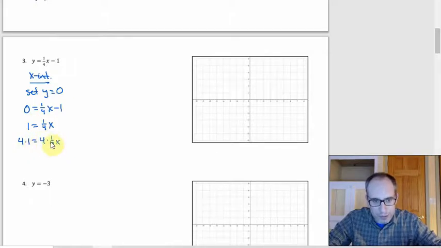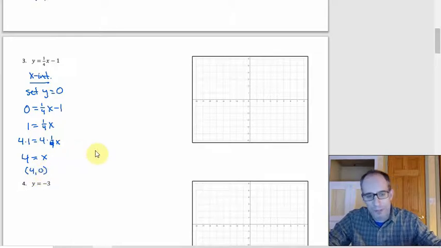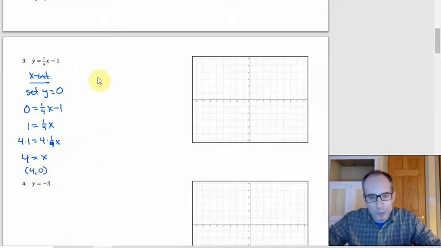And that 4 looks suspiciously like a 9. I don't know why that happened. But that's a 4 in that denominator. So 4 would then be equal to x. So then our x-intercept is the point 4, 0. Then the y-intercept.